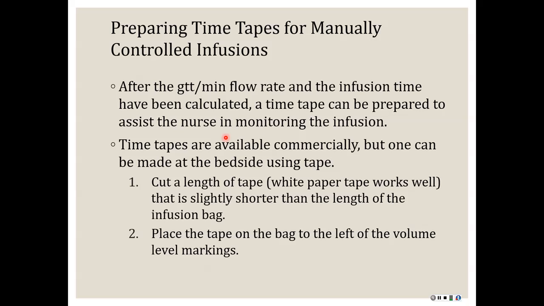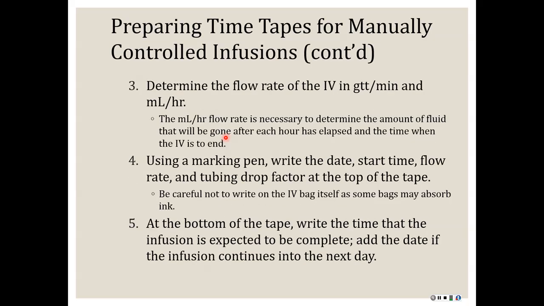And then what we're going to do now is talk a little bit about time tapes. A time tape is a way for the nurse that's infusing fluids via gravity to keep an eye on if they're going too fast or too slow, and to just use as a double check to make sure that that dose is remaining accurate. These often come from the manufacturer, and they're already marked, and they either are sticky and just stick onto the bag, or you may tape them onto the bag.